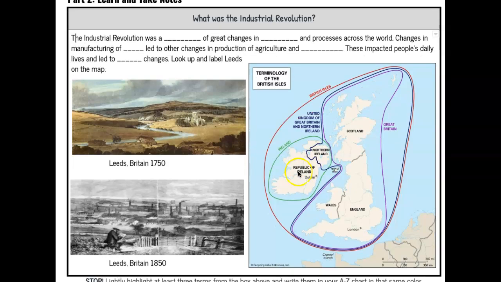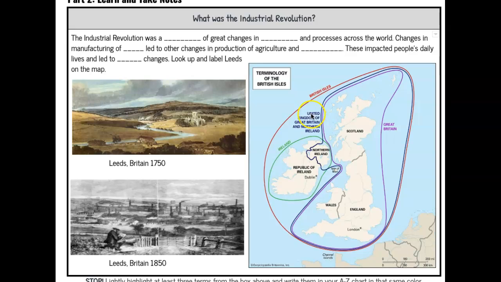So let's take a look at this map of the British Isles. So I've kind of labeled it for you because there's a lot going on here. So the whole group of islands is known as the British Isles. As you can see in the video, the outlined purple section is known as Great Britain. This consists of England, Scotland, and Wales.